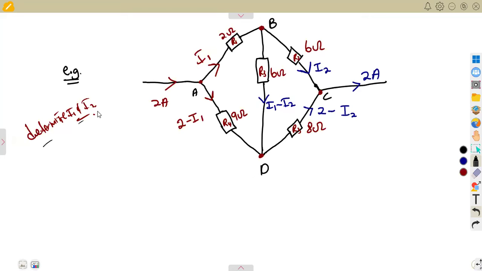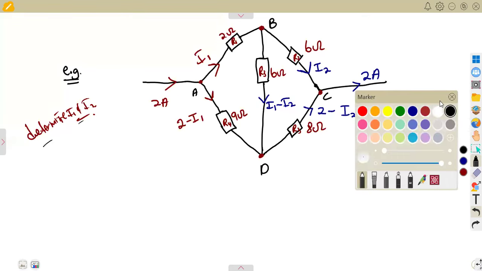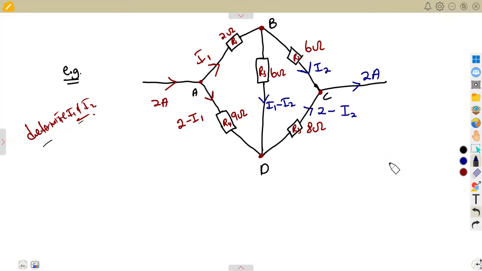How can you determine I1 and I2? Again, you have to formulate everything, guys. It's about formulating. Which loop can you consider? All right, let's say I consider this loop from A to B, back to D, back to A, like this.